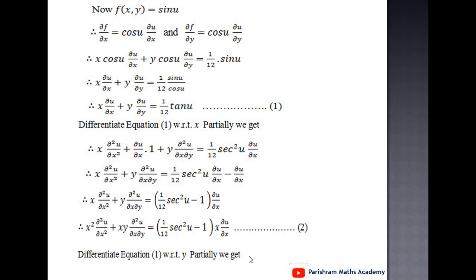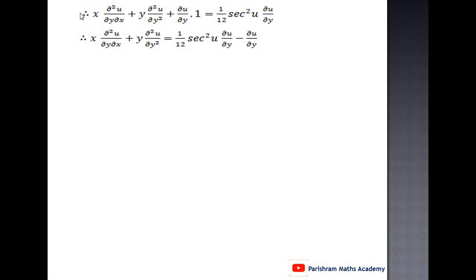We get in the first term x into the derivative of ∂u/∂x with respect to y, which is ∂²u/∂y∂x, plus in the second term, by applying the product formula, first y constant, the derivative of ∂u/∂y with respect to y is ∂²u/∂y², plus ∂u/∂y constant into the derivative of y, which is 1, equal to the right hand side 1/12 into the derivative of tan u, which is sec²u into ∂u/∂y.